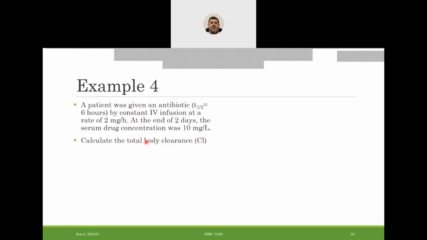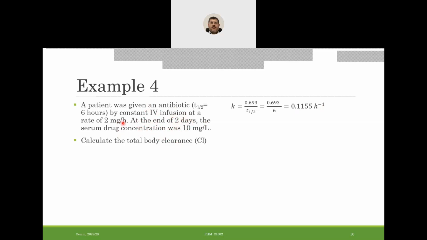So from this one, you probably calculate, number one, K. Here, the half-life is given, not K directly, so we know the equation. For the one compartment open model, K is 0.693 divided by T half, 0.693 divided by 6 hours, so 0.1155 hour to the power minus 1. The next step is to get the volume of distribution to be able to calculate clearance.